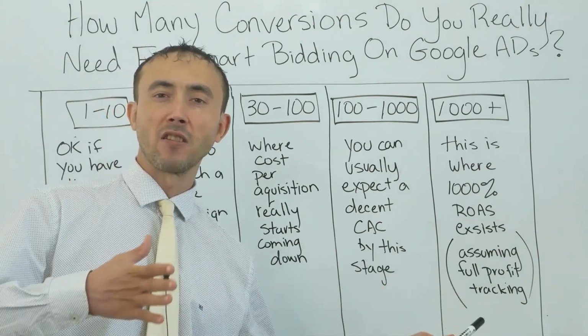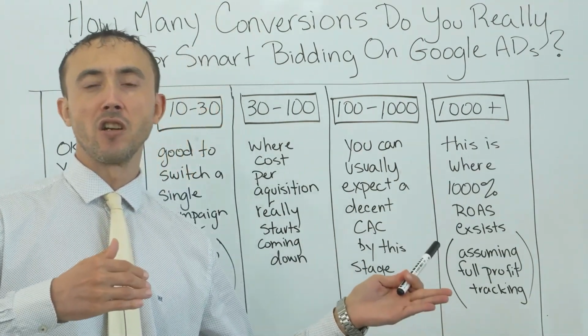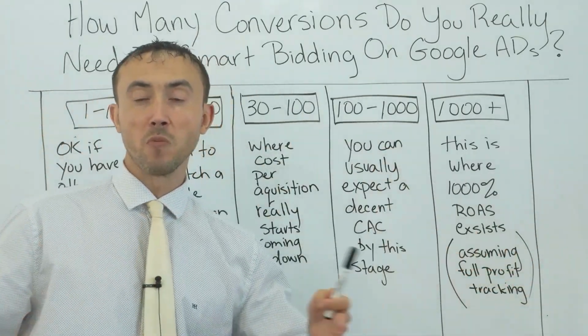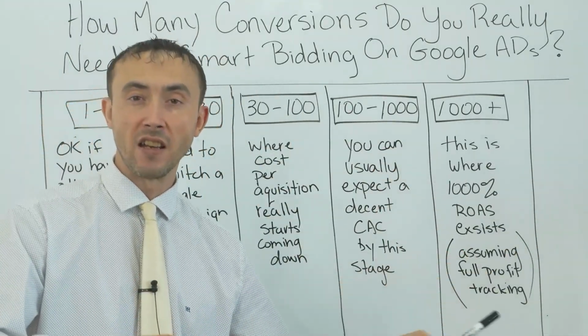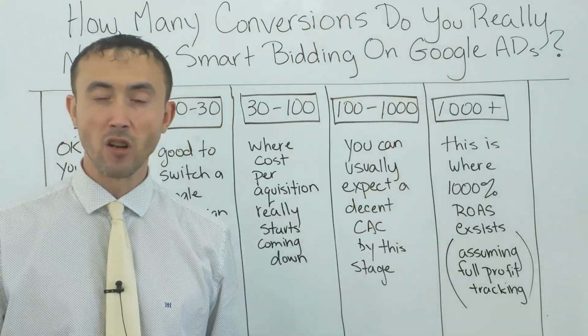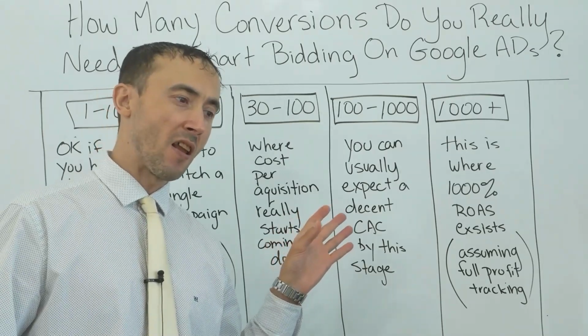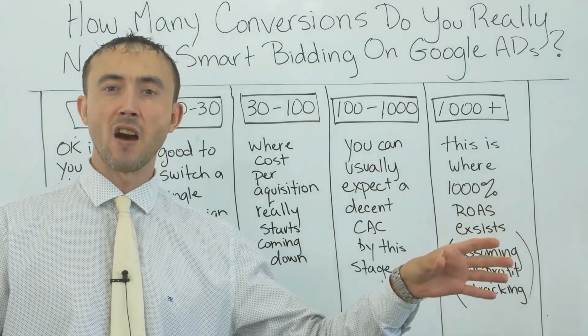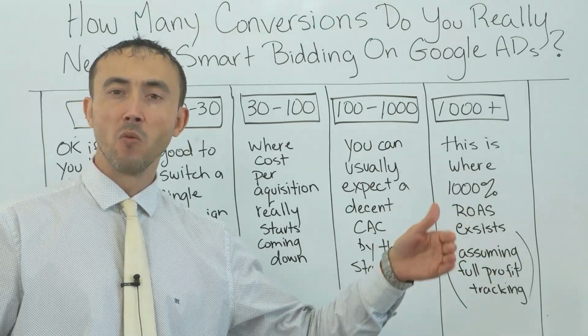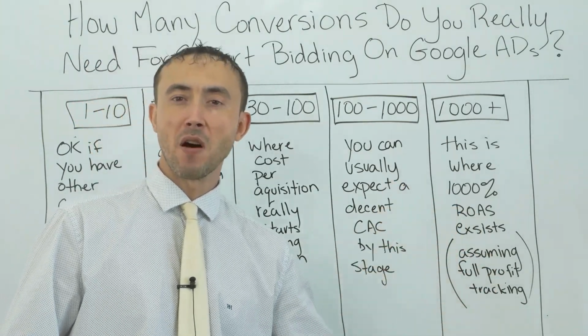Also, how many conversions you have in your account affects how many conversions a certain campaign needs in order to switch to smart bidding, which a lot of people don't recognize. What you typically see is somebody saying you need at least 30 conversions to use smart bidding, but if you've had 10,000 conversions in your account, that campaign does not even need 30 conversions to do well with smart bidding already, which is something I'm going to talk about in today's video.